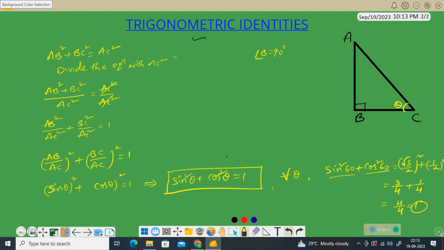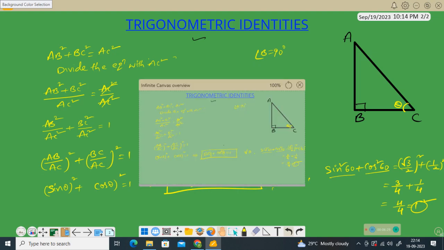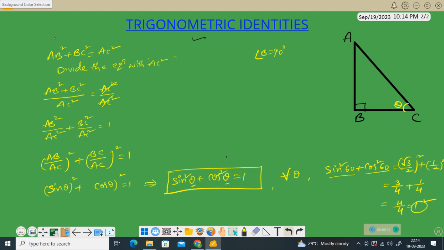For example, sin square 100 plus cos square 100 is also equal to 1. To write this identity, the theta value must compulsorily be the same. Is it clear? This is the first identity. Now coming to the second identity.